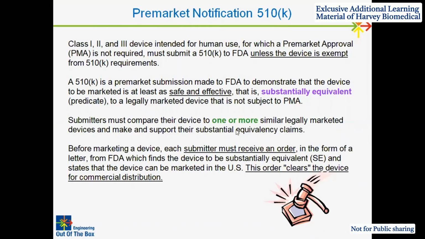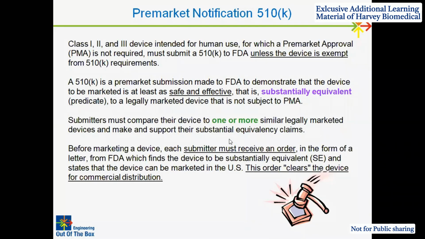When a 510(k) submission is made, there are one or more similarly legally marketed devices, and substantial equivalence claims should be submitted during the submission. Before marketing a device, each submitter must receive an order in the form of a letter from the FDA, which finds the device substantially equivalent and states that the device can be marketed in the US. This order clears the device for commercial distribution.